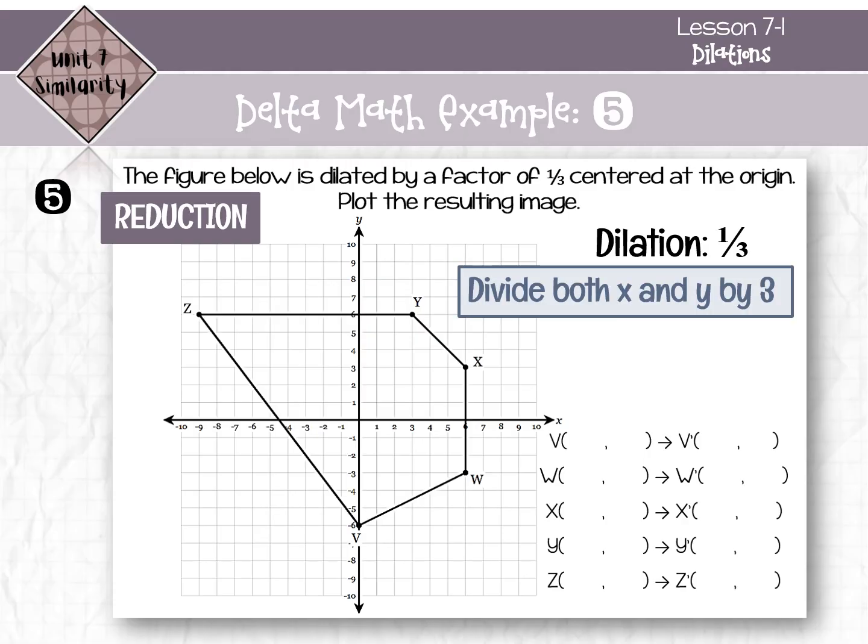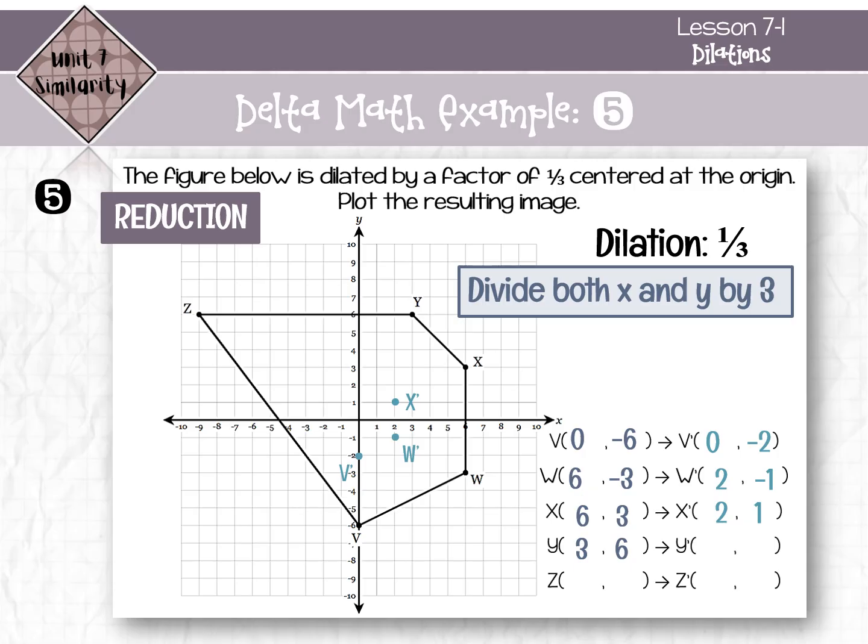Divide both the x and the y by 3 is the easier way of multiplying by 1/3. So point V is at 0, -6. Multiply by 1/3, you're at 0, -2. W's at 6, -3. Multiply by 1/3 for the x and the y, and you're at the point 2, -1. X is at 6, 3. X prime will be at 2, 1.